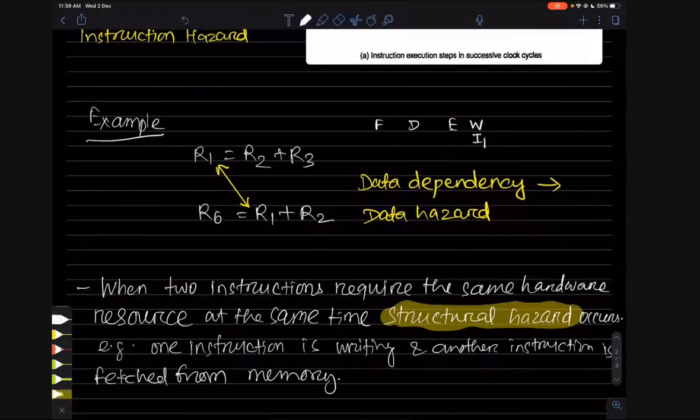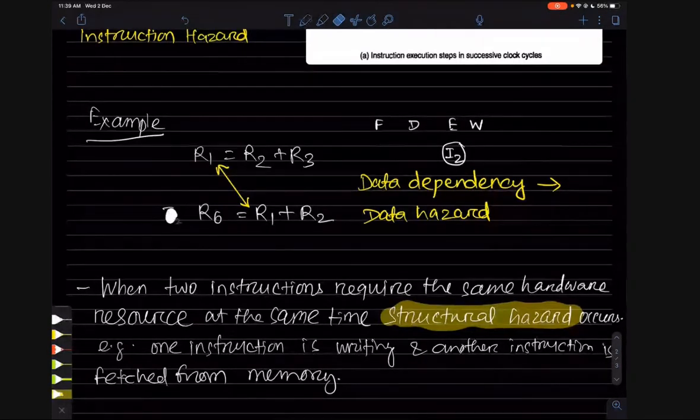I1 will go to the write phase, but I2 cannot start its execution because the first instruction is still writing the register R1. So I2 has to wait in the decode phase only, and we will get a bubble here. After this clock cycle, when R1 is written and R1 is available, only then will instruction 2 go to the execution phase.